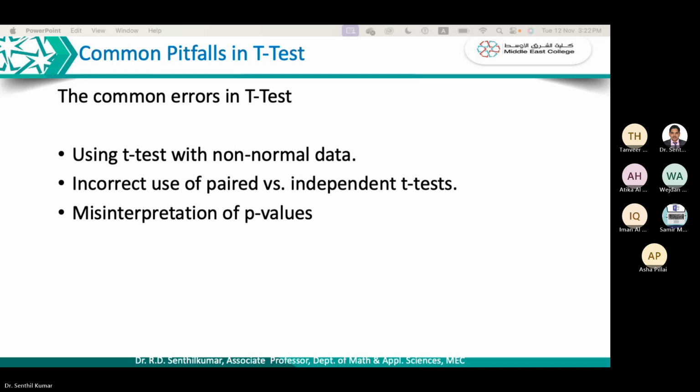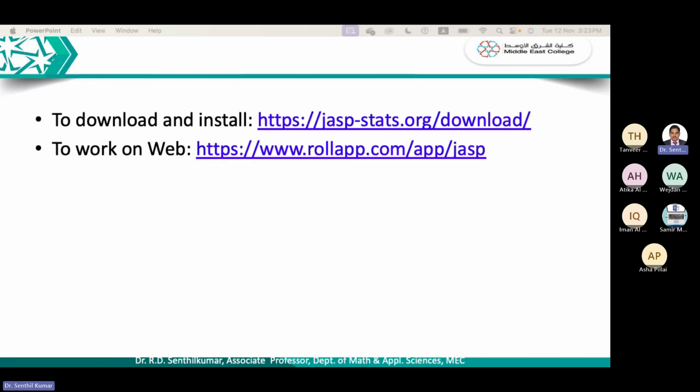And misinterpretation of the p-values. For example, if the p-value is less than alpha, we may accept the null hypothesis. We are supposed to reject. A p-value less than 0.05 means we have to reject the null hypothesis. So that is the wrong interpretation. This is the brief introduction about the t-test. Now I'm going to demo by using the software.